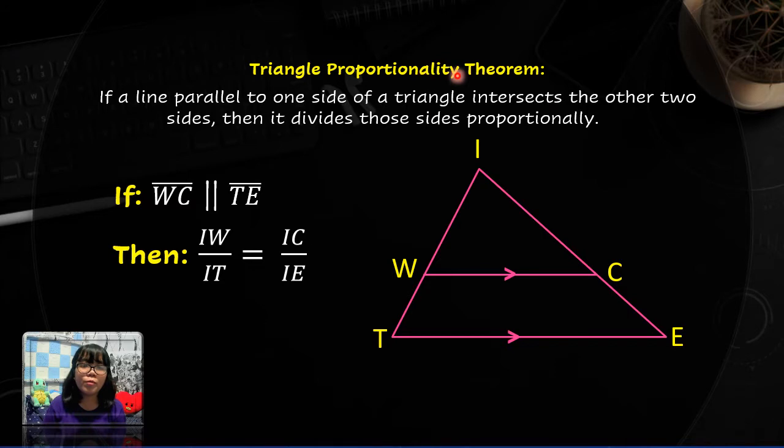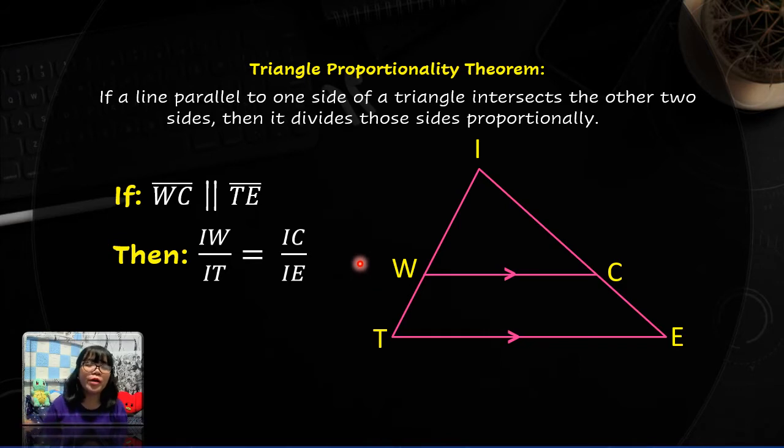But for the triangle proportionality theorem, given this illustration, if WC is parallel to TE, then IW divided by IT is equal to IC divided by IE. So this is our proportion. Remember, IW is part of the smaller triangle, IT is part of the bigger triangle, IC is part of the smaller triangle, and IE is part of the bigger triangle. So if these two are parallel, then the parts of our two triangles will form a proportion.